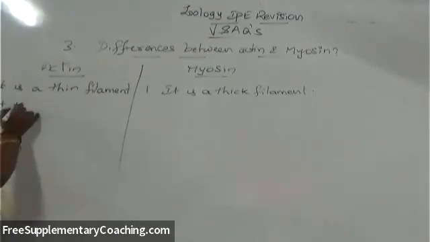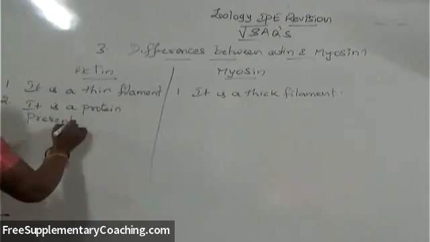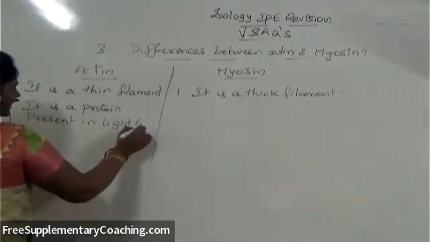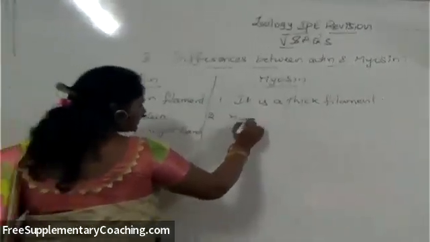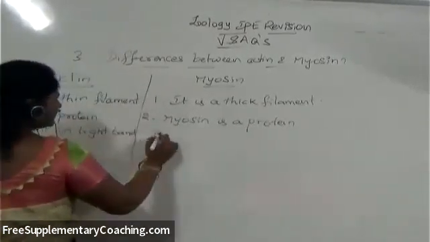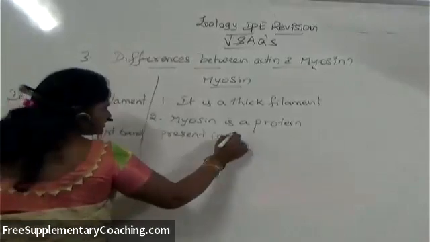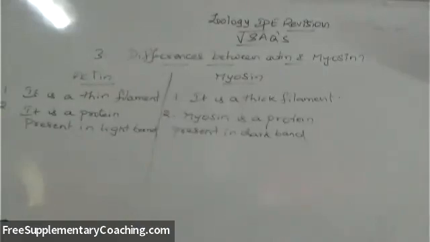Actin is a protein which is present in the light band, whereas myosin is a protein present in the dark band. Here you may get a doubt: what is this light band and dark band? Actin and myosin are the proteins present in skeletal muscle. They are called contractile proteins, that means these proteins are responsible for muscle contraction.